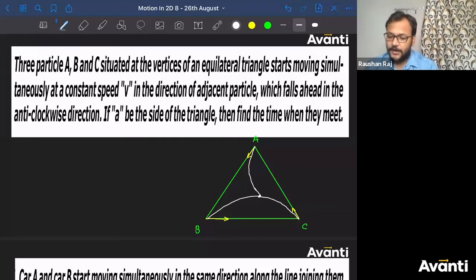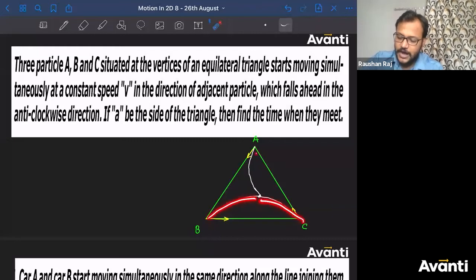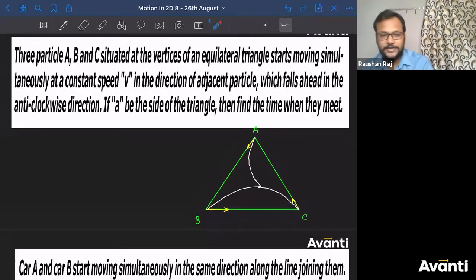Now, the paths of these three particles are arbitrary. How can we know this is the path? I don't know. I'm just considering this might be the path. So I don't have to actually go into detail of the path, but we can use the relative motion concept to find out the time when they'll meet.